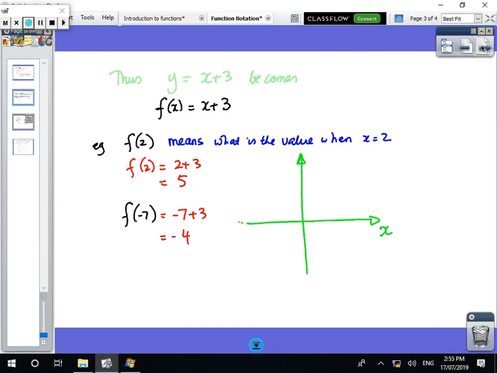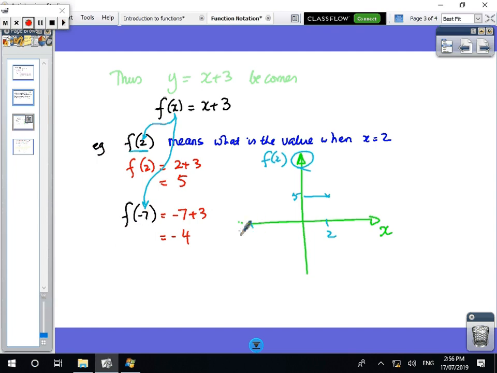Okay, so if you had a function y equals x plus 3, it could also become f(x) equals x plus 3, and that's the same thing. The beauty of this is we can make it a shortcut. So if I say f(2), that means x equals 2 is what we're subbing in. So 2 plus 3 equals 5. We still have that same point, but instead of having the vertical axis as y, you call the vertical axis f(x). And f(-7) just means that x equals minus 7.